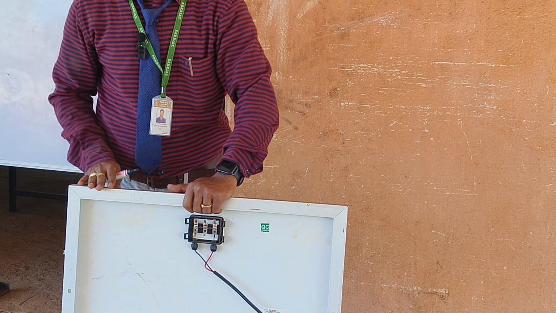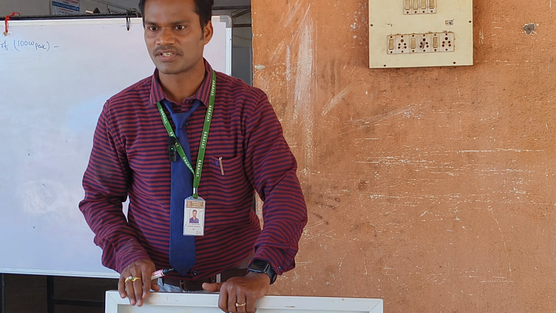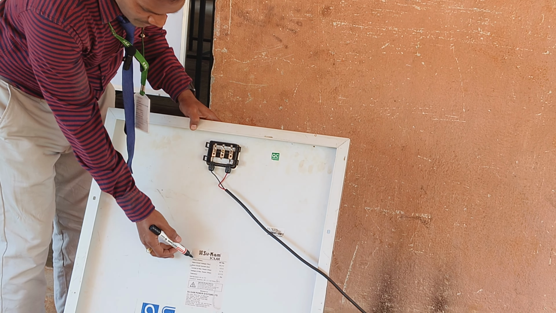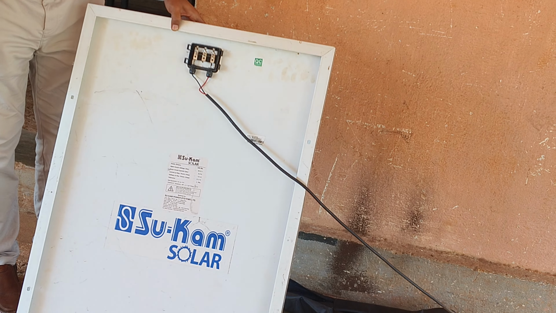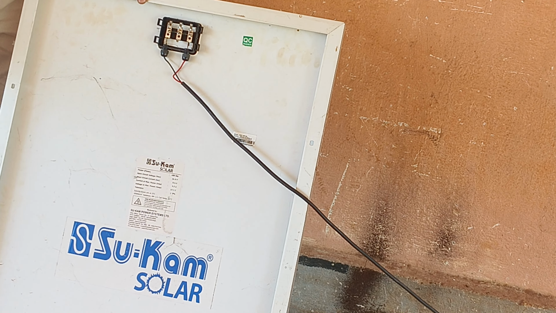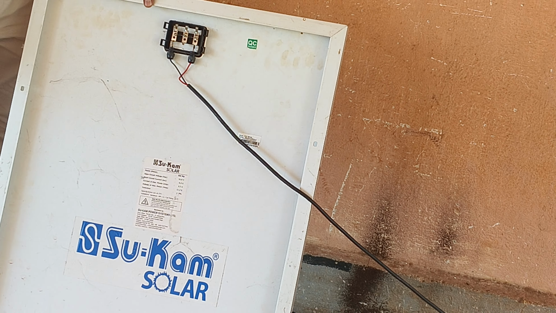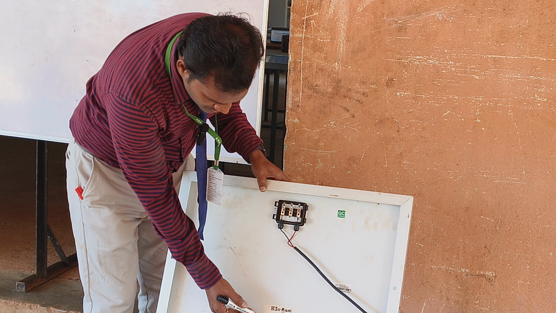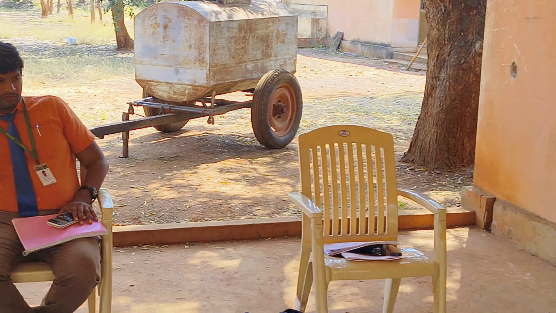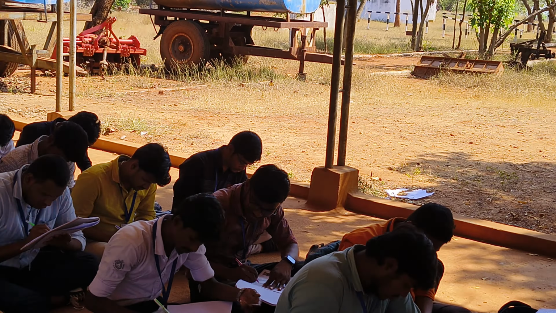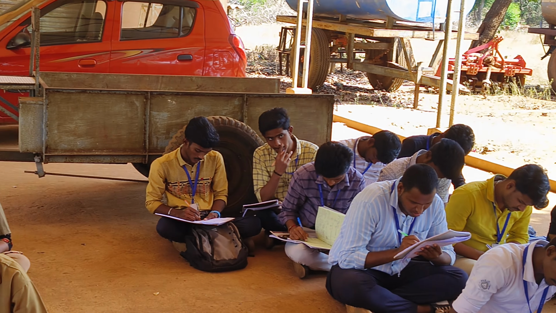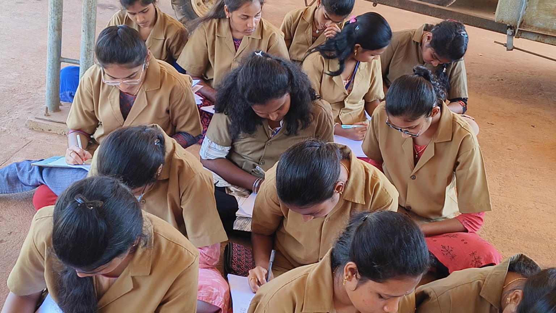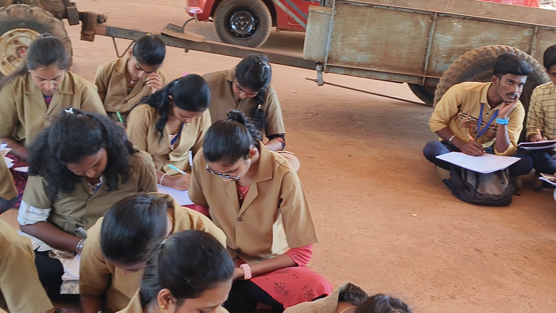So in this session we are going to calculate the efficiency of this solar panel. You see the parameters, so first write them down. The maximum power of the solar panel is 100 watt peak. Next, open circuit voltage is equal to 21.4 volts. Short circuit current is equal to 6.3 amperes.